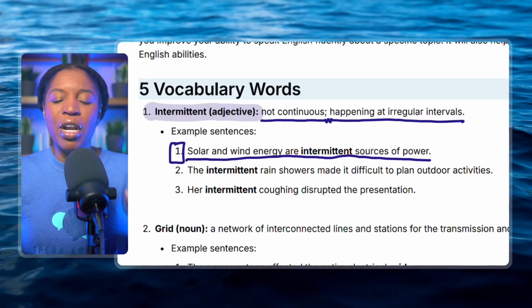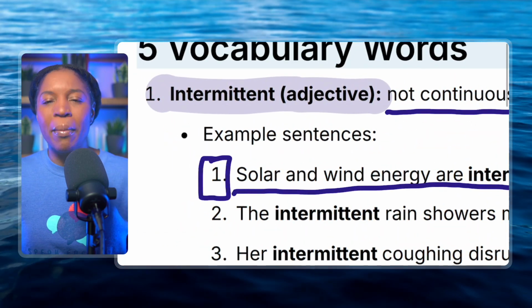Or your sister and brother and mother and father, who also have allergies, experience sneezing as well, but it comes and goes throughout the day. So one person sneezes all day while others are sneezing maybe in the morning and then maybe in the evening. Again, it all depends on the amount of pollen in the air. So we say seasonal allergies can be intermittent. Makes sense, right? So again, for number 1, we have intermittent.